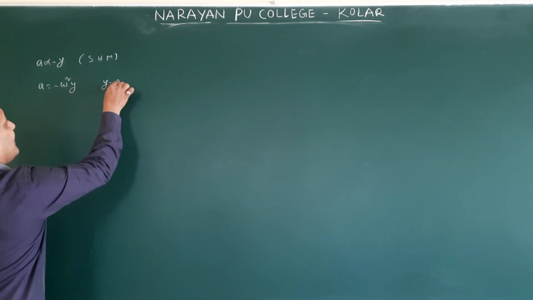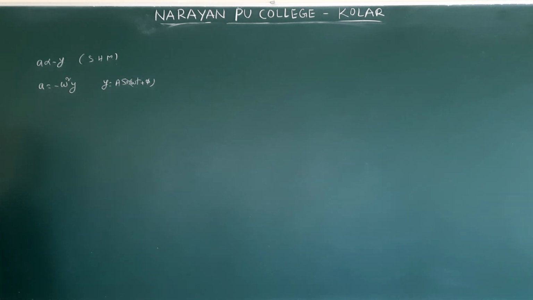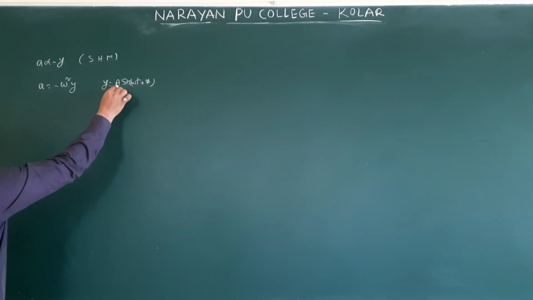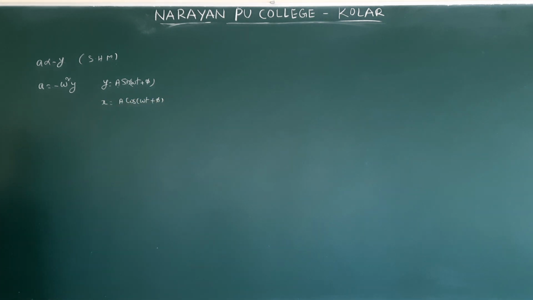What is y here? y is A sin(omega t plus phi) or A sin(omega t). If the initial phase is 0, it is omega t. If initially some phase is there, it is omega t plus phi. y is equal to A sin(omega t plus phi). If you write it for x, what is it going to become? A cos(omega t plus phi). Only that is the difference. How this sin and cos came, we already discussed in first PU. So y is equal to A sin omega t, x is equal to A cos(omega t plus phi). What is A here? Maximum displacement, that is called amplitude.